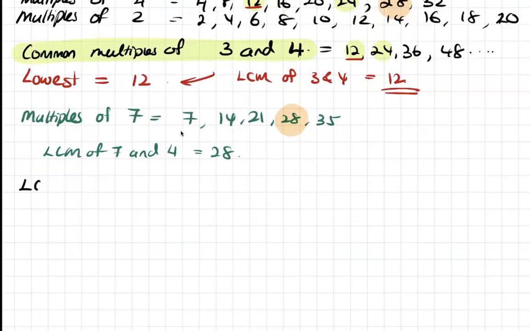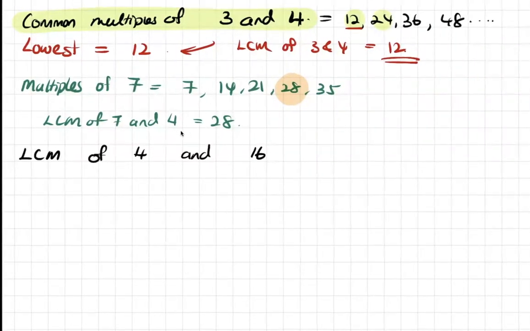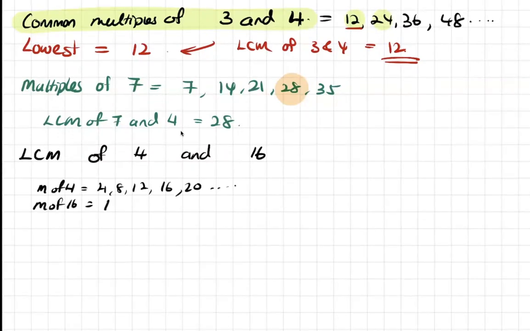Let's find the lowest common multiple of 4 and 16. This is very obvious because 16 is already a multiple of 4. So I would definitely say that the LCM is 16. But never mind, let's just list it out. So multiples of 4: 4, 8, 12, 16, 20, and so on. Multiples of 16. Immediately, the first one you can see already. So how do we get this?